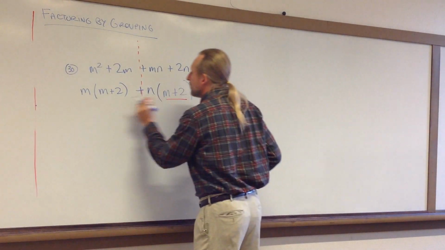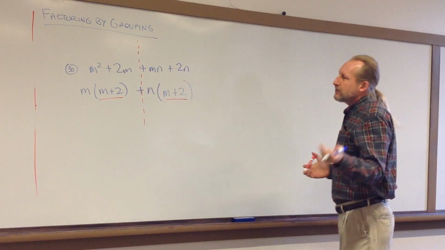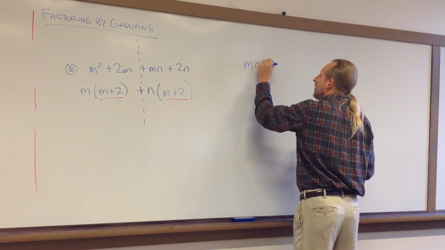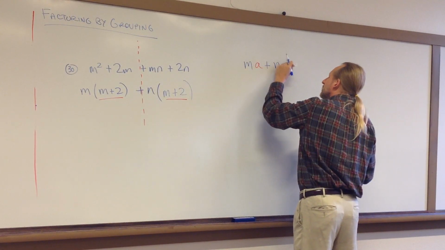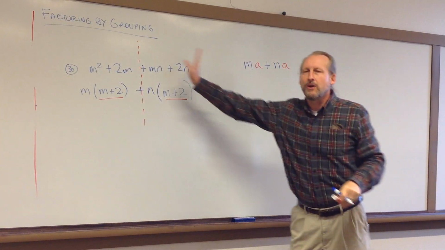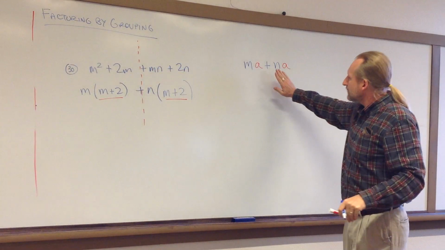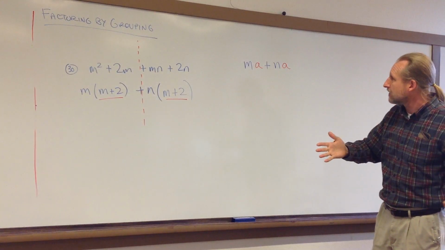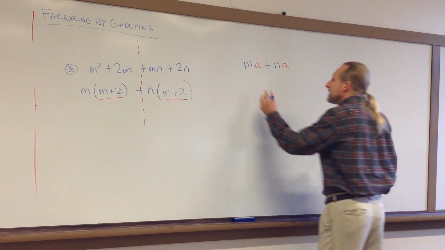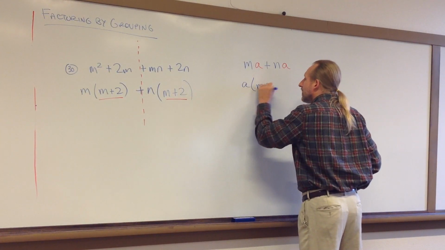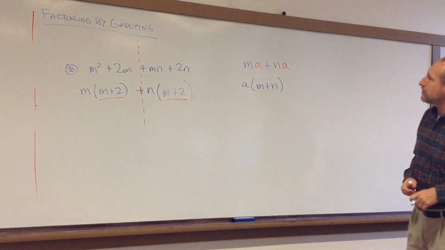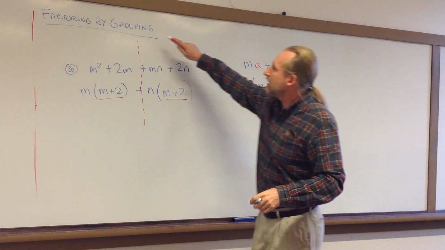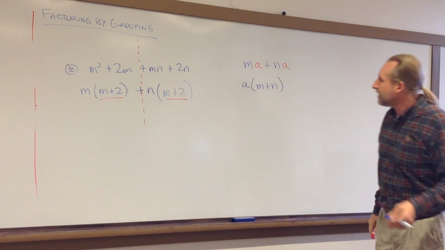Look at this m plus 2. Now, imagine that we had like m times a plus n times a. All right? Forget about all this for a minute. We'll come back to it. But just what if we had this problem right here and we wanted to factor out a common factor? Well, I wrote the a in red because that's the common factor. And that would be a times m plus n. Relatively straightforward.